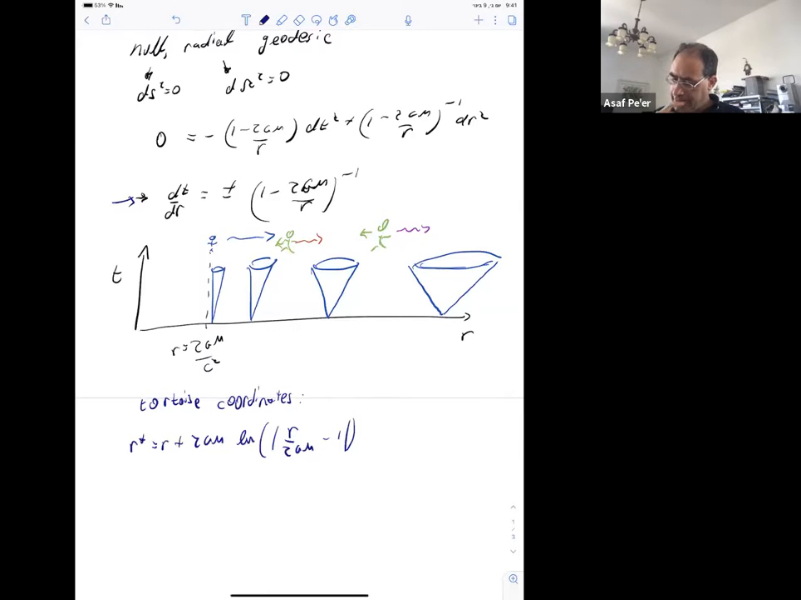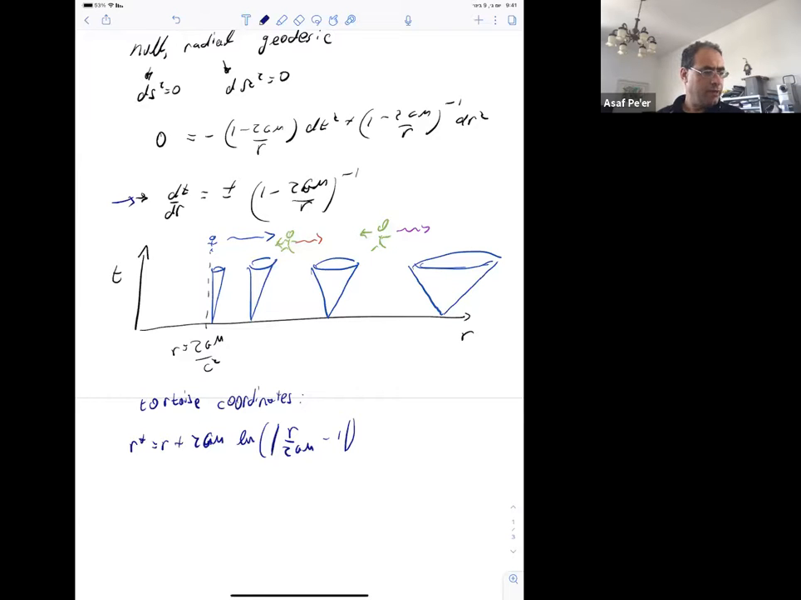Now, there is a subtle point here, which I think I haven't stressed properly. Since t goes to infinity, in some sense, there is no point in defining these coordinates at r smaller than 2GM. So when we put this absolute value, we are enabling it to be defined, but the physical meaning is not exactly clear what it means there. And then we can write down the metric using these coordinates.